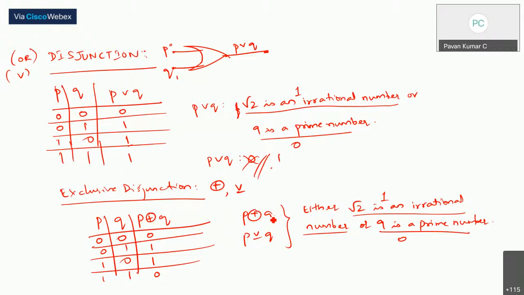logical connective. So we have seen 3 now: conjunction, disjunction, and exclusive disjunction. Now comes the important one, that is called the conditional. A conditional is a compound proposition obtained from two given propositions by using the words if and then.